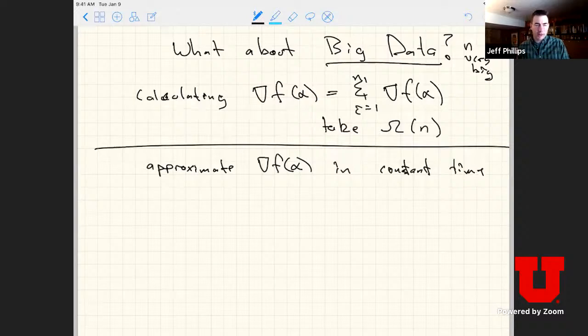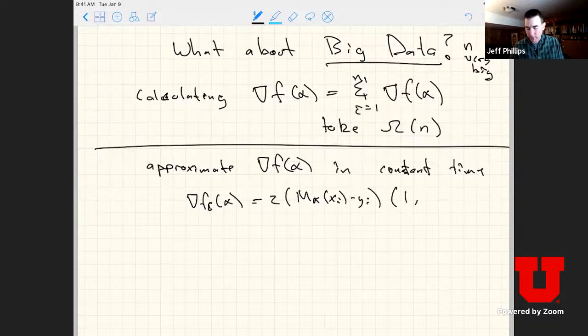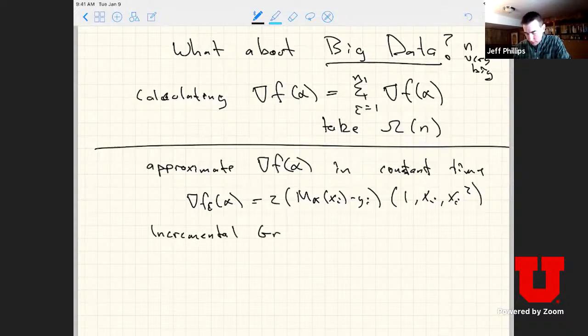Okay, so again, I know f_i of alpha is going to be equal to 2 times the residual times 1, x_i squared. And so I'm just going to use this one tool inside of what's called incremental gradient descent.